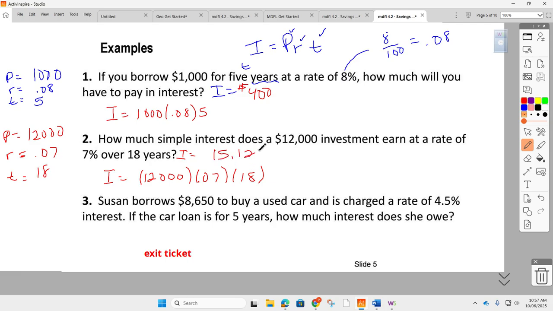$15,120. If you just give me that number, I will not give you credit for it. So number 3, that's your first exit ticket, I think. You're going to do number 3 on your own for homework. We are going to go on to the next group of problems.